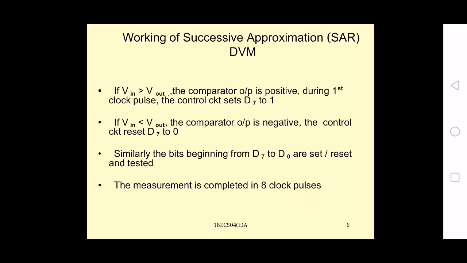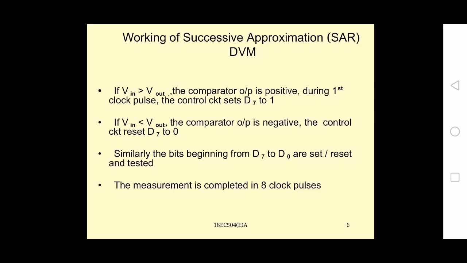So during the first clock pulse, what happens? The control circuit sets D7 to 1. Otherwise, the comparator has to compare whether V in is greater than V out or V in is less than V out. In the first case, if V in is greater than V out, the comparator output is positive. So during the first clock pulse, the control circuit sets D7 to 1, and the most significant bit will remain 1.